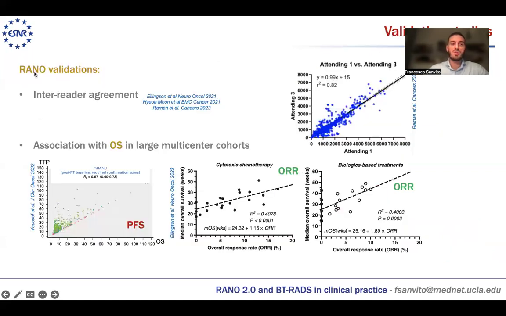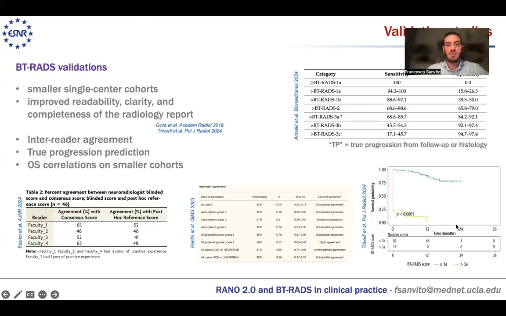In terms of validation, RANO has had extensive validations throughout the years. There's a lot of inter-reader agreement studies, and there's several overall survival validation studies, even in large multi-center cohorts. So it's a pretty robust system, largely validated. We see here the PFS and ORR from RANO. They are tightly linked with overall survival, meaning that they are reliable and they are validated in this sense.